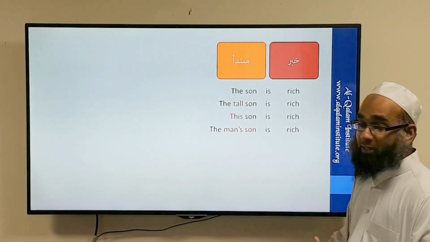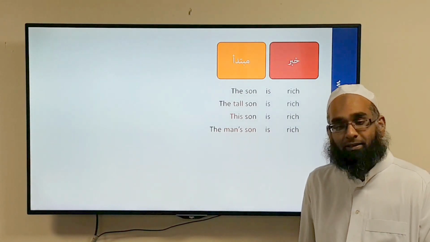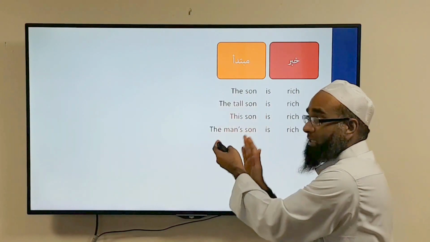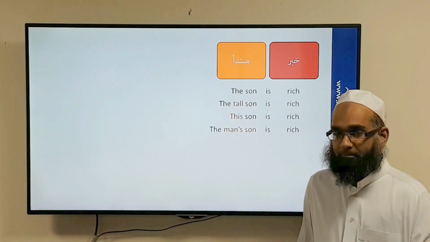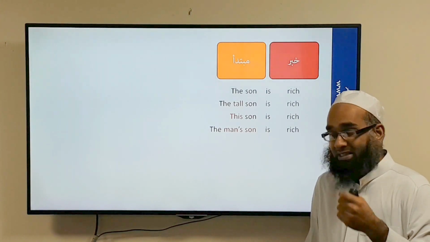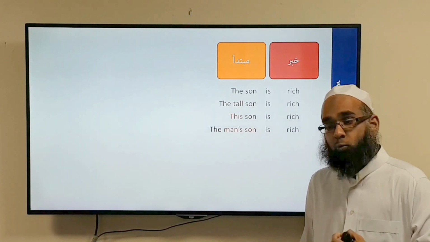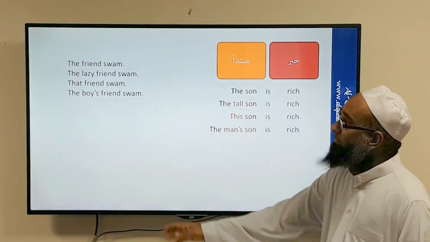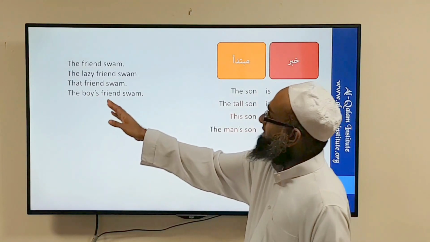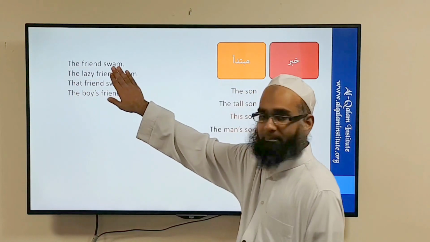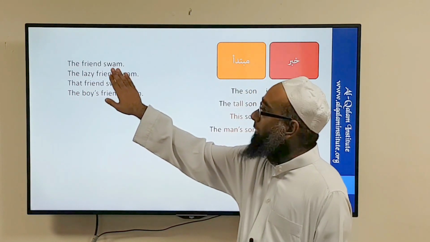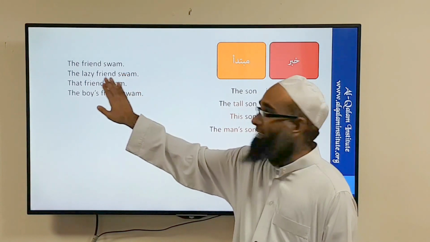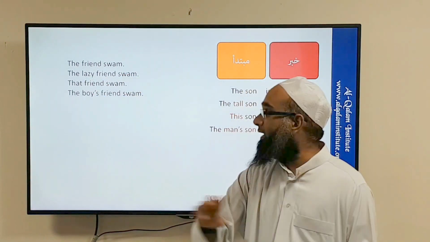Now here we're attributing which son? The man's son. Now in all of these, well, this is a basic one, but in these three, what's happening? The mubtada is not a single word anymore. Two words joined to become the mubtada. Give an example with the fa'il. So for example, we have here: the friend swam. Very basic. But: the lazy friend swam. Who's doing the swimming? Not only friend swam, we're describing the friend.